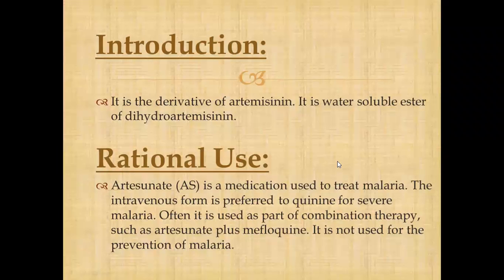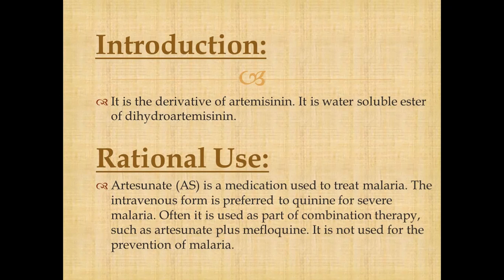Introduction. It is a derivative of artemisinin. It is a water-soluble ester of dihydroartemisinin. Now, rational use. What is the use of artesunate? Artesunate is a medication used to treat severe malaria. So it is an anti-malarial drug.